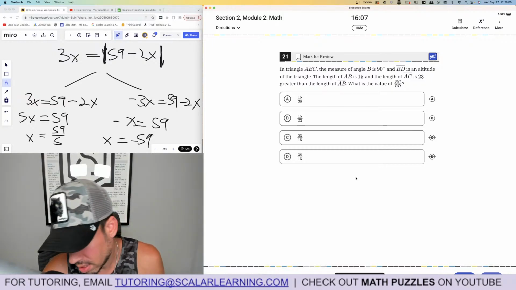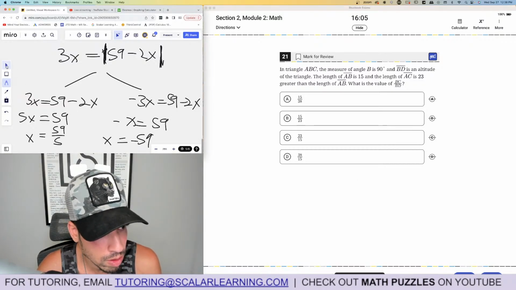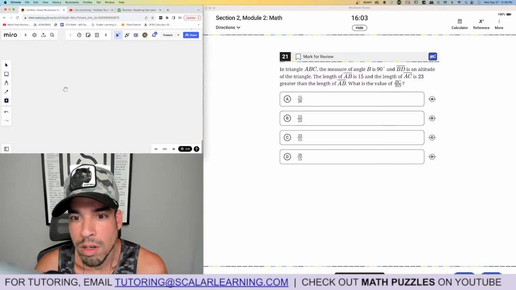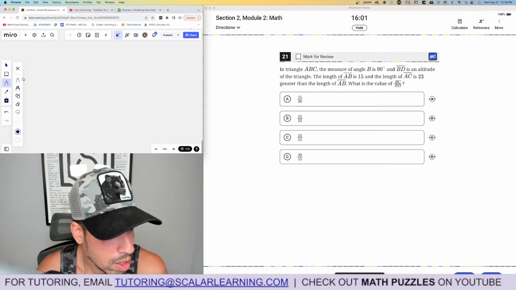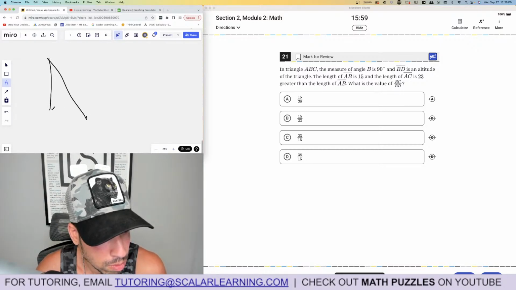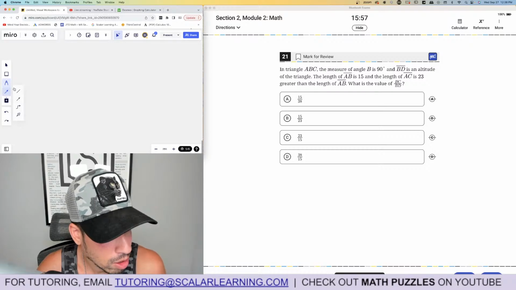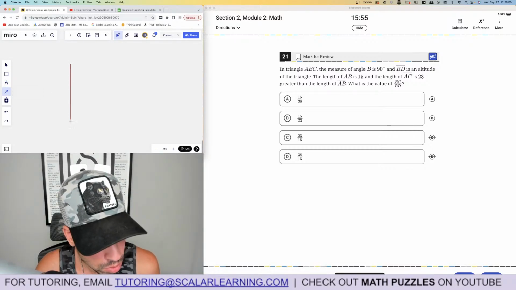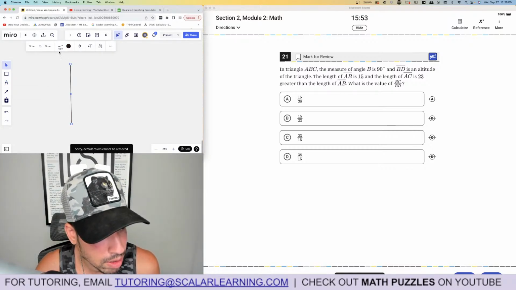2 problems left. We got plenty of time, but these ones are usually really hard, so I like to have extra time. Triangle ABC. Draw it out. Right triangle. Oh, God. That's so bad. Let's do a better job here. Let's make it black.